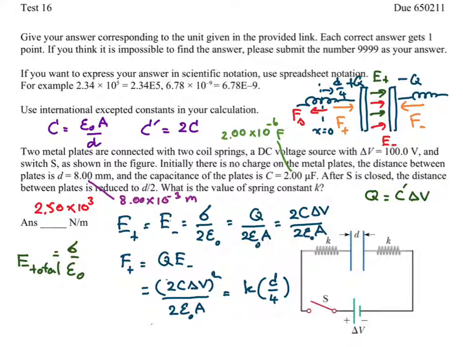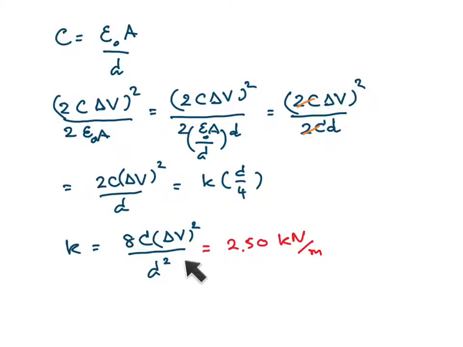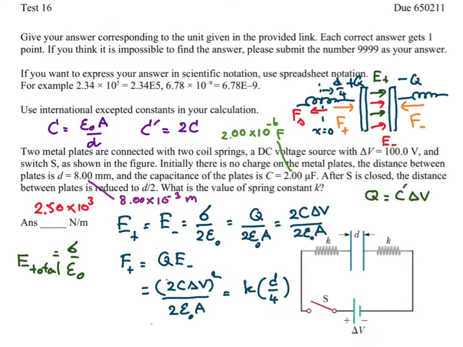Before substituting into this expression, and when you do the numerical calculation, you will get that K is equal to 2.5 times 10 cubed newton per meter, or 2.5 kilonewton per meter. So the answer is K is equal to 2.5 times 10 cubed newton per meter, or 2.5 kilonewton per meter.